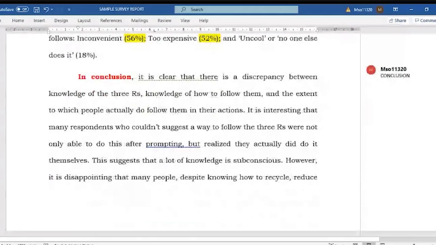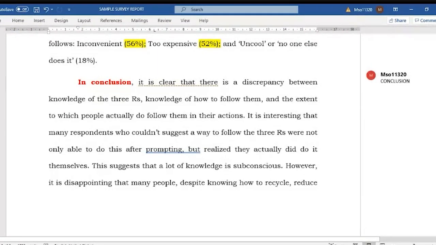Now let's move on to the conclusion. This is just one, the first sample survey report that I'll be showing you. In conclusion, it is clear that there is a discrepancy between knowledge of the three R's, knowledge of how to follow them, and the extent to which people actually do follow them in their actions.